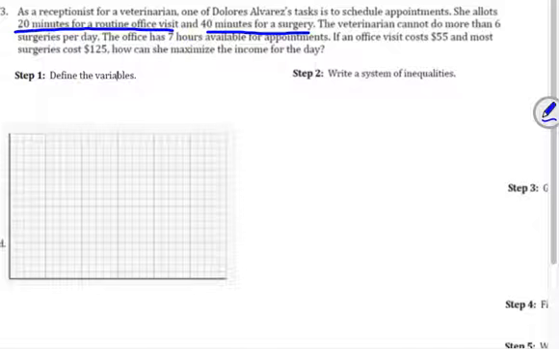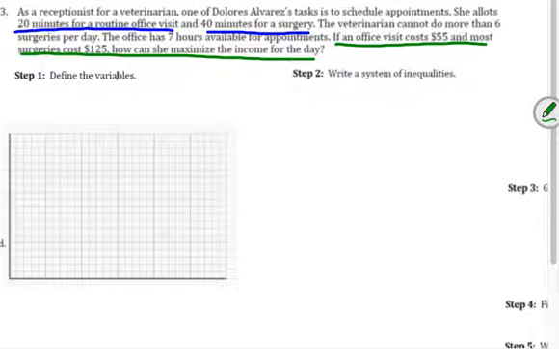The veterinarian cannot do more than 6 surgeries per day, so that's going to be an inequality. The office has 7 hours available for appointments. That's maybe going to be another one too. If an office visit costs $55 and most surgeries cost $125, how can she maximize the income for the day? Now here we talked about money a little bit. I'll underline it in green. This is probably going to be our objective function or our minimum maximum function.